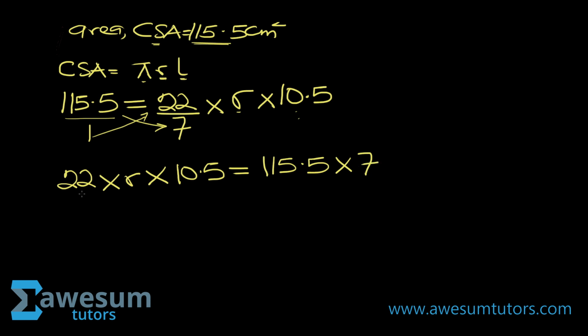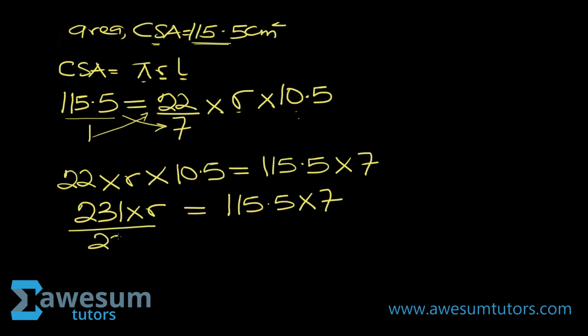So if I multiply this one right here, I can multiply 22 times 10.5, right? That's going to give me 231. That is 231 times R, okay, equals 115.5 times 7, right? So I'm trying to find R. If I want to find R, what would I do? I will divide both sides by 231.